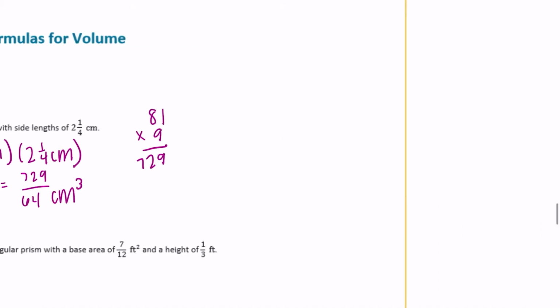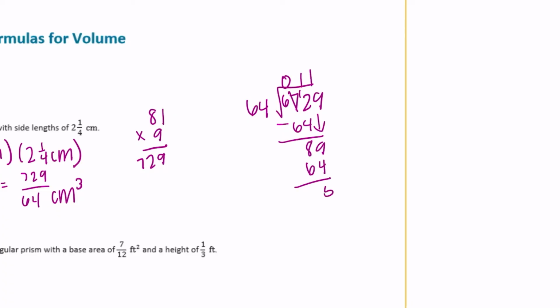If you want to make that into a mixed number, which I always like to do because it just seems to make more sense, we'll divide. We get 8, bring down the 9. 64 goes into 89 once. So we also get that is equal to 11, and we have 25 left over out of 64 centimeters cubed.